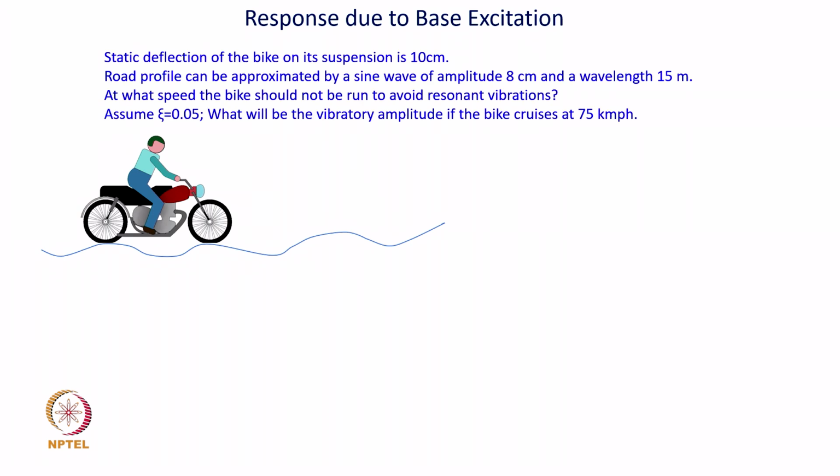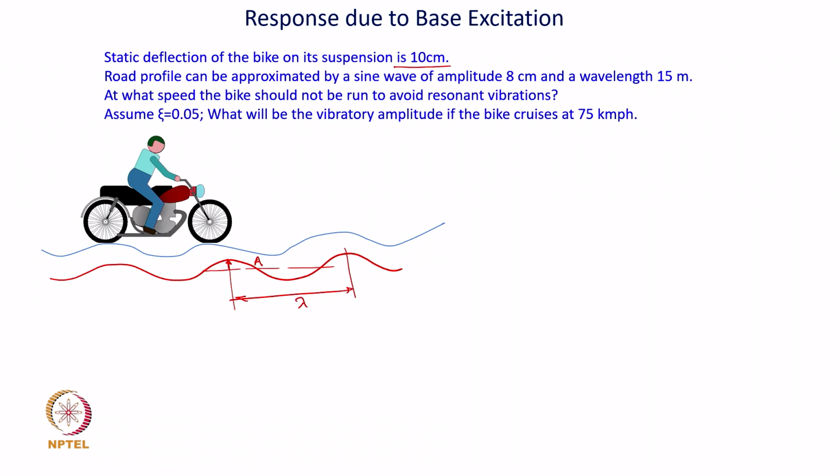So, we can take this particular example that you have a bike which has its static deflection given by this value, and the road profile. Now, although the road profile looks a little arbitrary here, for the sake of understanding the basics of response to base excitation, we assume this road profile to be modeled like a sine wave. So, we are approximating this profile as a harmonic profile of certain amplitude. I can assume some amplitude here, capital A, and some wavelength here. And so, with some amplitude and wavelength characterized, the road profile is characterized as a sine wave.